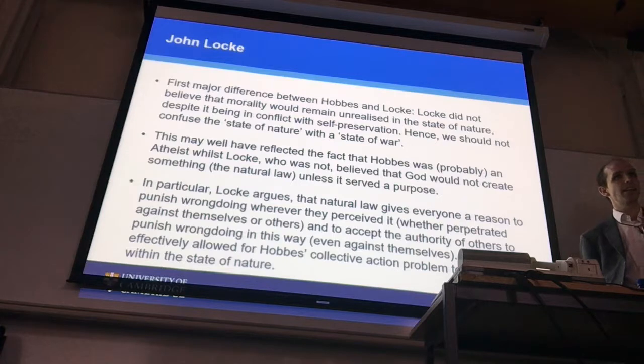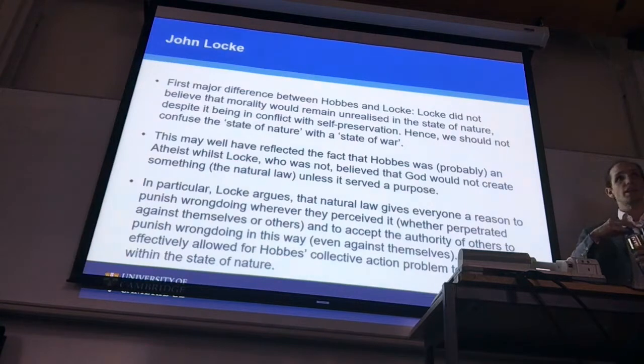The reason for this is rather vague, but it may simply be, as I put it here, that Hobbes is probably an atheist and thinks that things just are the way they are. Whereas Locke is certainly not. Locke does seem to be quite devout in his Christian belief, and he seemed to have been convinced that if God created something, in this case the natural law, he would have done so for a purpose, and not just for it to sit there not doing anything.